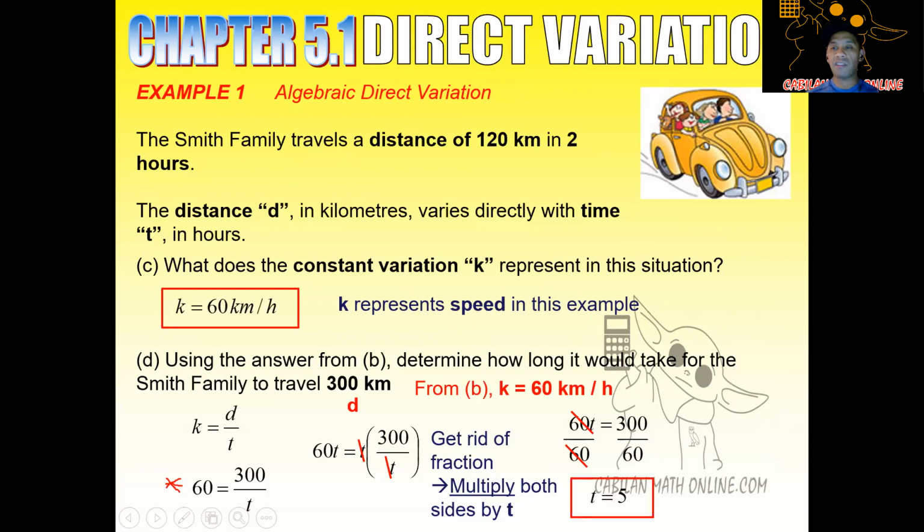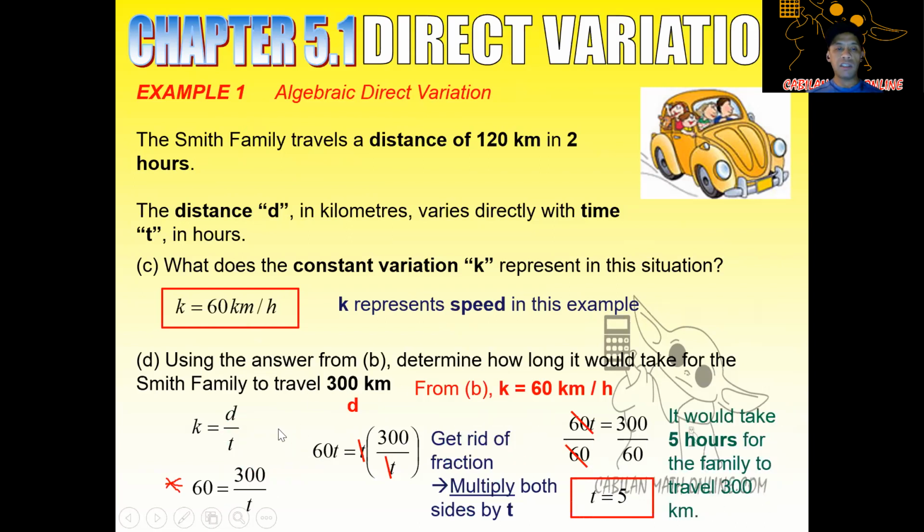Now, keep in mind that this is a word problem, so you do need to state what that 5 represents. So if you take a look at the initial part of the question over here, t here represents the time in hours. So this tells us that in order for this family here to travel 300 kilometers at a speed of 60 kilometers, they will be traveling for 5 hours.